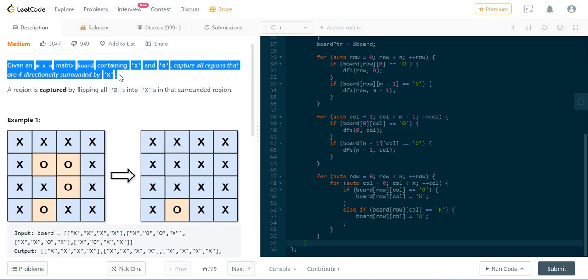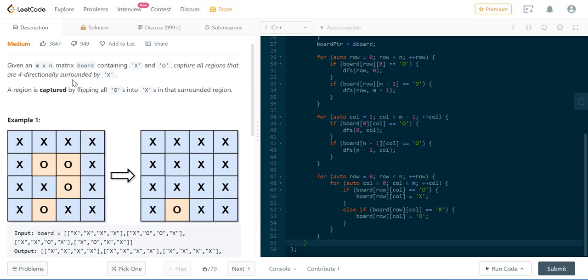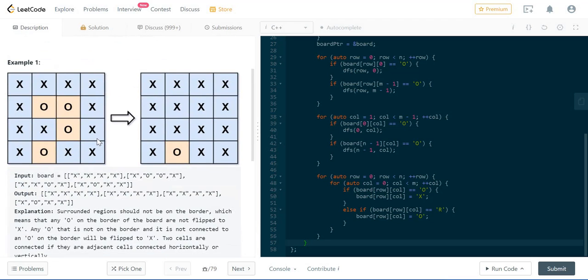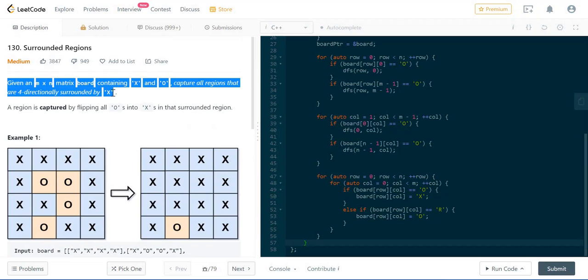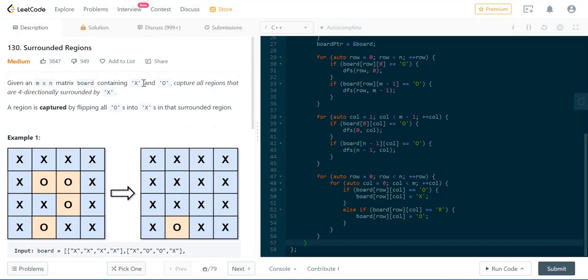So what the question states, we will first go through the question, then we will understand some test cases and then we will jump to the code. So given an m cross n matrix board containing X and O's, capture all regions that are 4-directionally surrounded by X. A region is captured by flipping all O's into X's in that surrounded region.